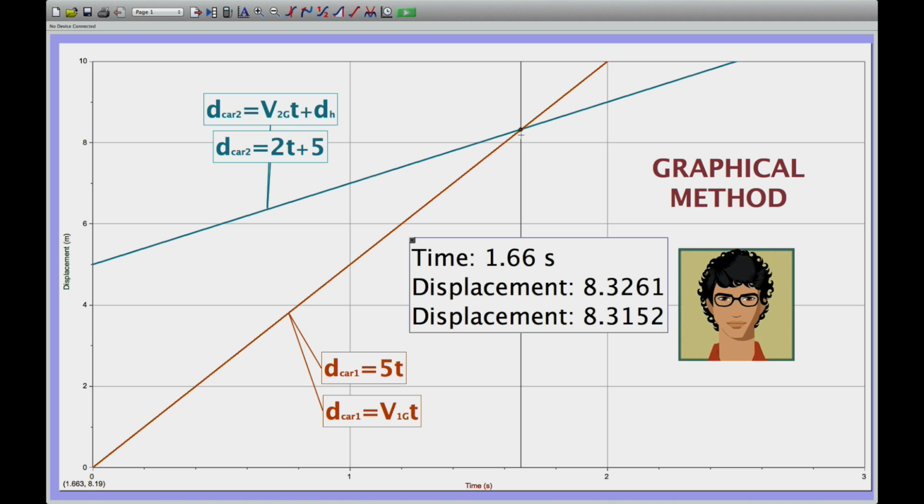So graphically, if we were to find a program like Logger Pro and plot it out and look for their intersection, we could see what their axes are. You can do this by hand on graph paper, but it's much more convenient to use the tools in Logger Pro. Fire up the equation and then look with the interpolation tool to see where that intersection is. So this is a wonderful method to find the displacement at which the two cars meet and also the time.